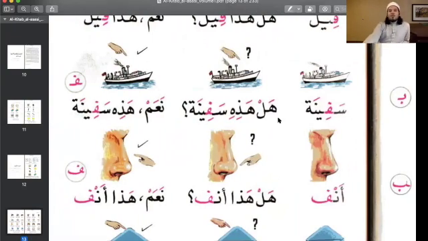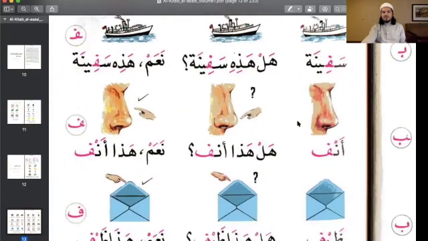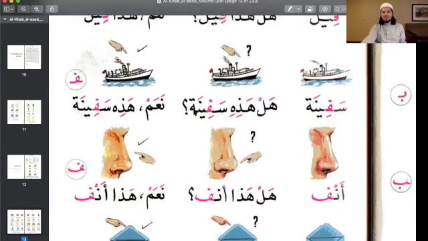So why is it that we say هذه سفينة? It's feminine. Is there anything that shows us that it's feminine? Yes, the round ta, تاء مربوطة. We could also know this as تاء المؤنث, meaning the feminine ta.